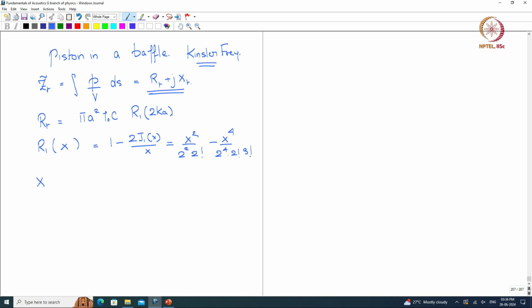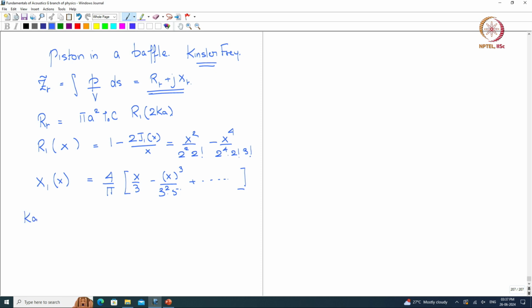And what is X1 of x? X1 of x looks like 4 by pi, x by 3 minus x cube by 3 square into 5 plus etc. It's a series.